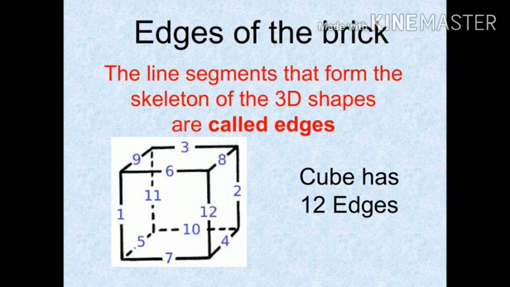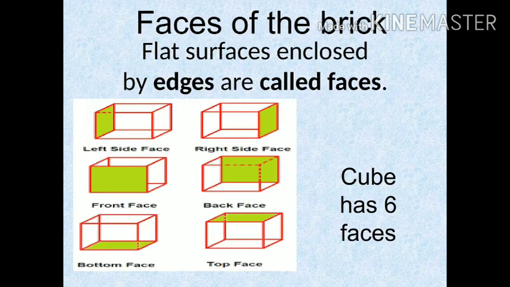For example, in this picture, I took a cube. In this cube, see children, 3, 9, 6, 8. These are the 4 line segments which form a quadrilateral shape. So it forms one shape. So the 4 line segments are called edges. So how many line segments are in this cube? There are 12 line segments in the cube. The conclusion is cube has 12 edges.